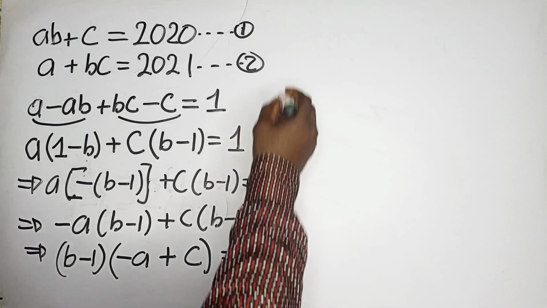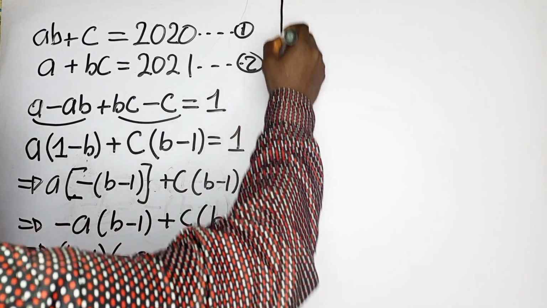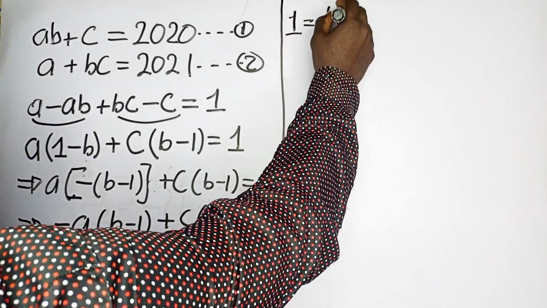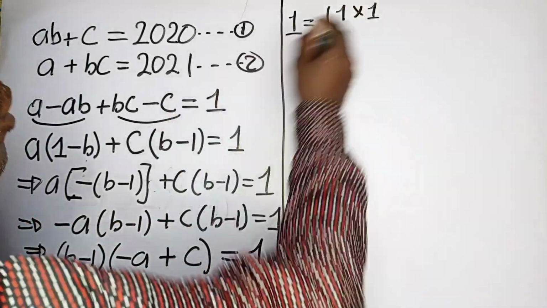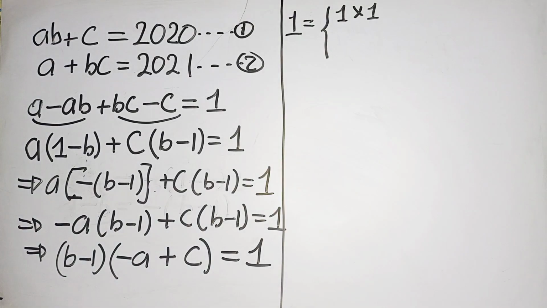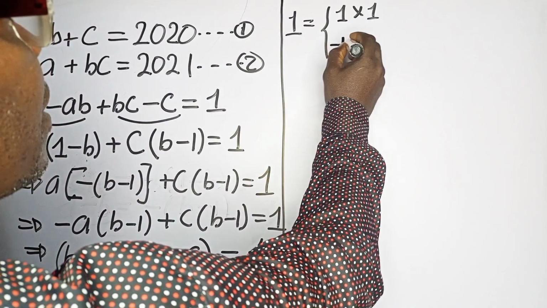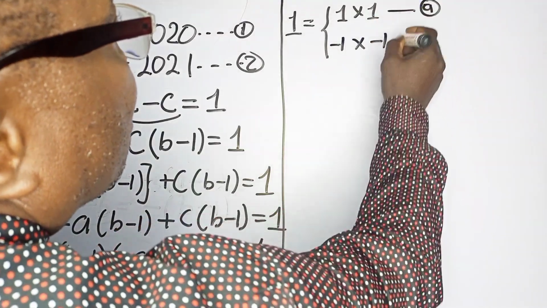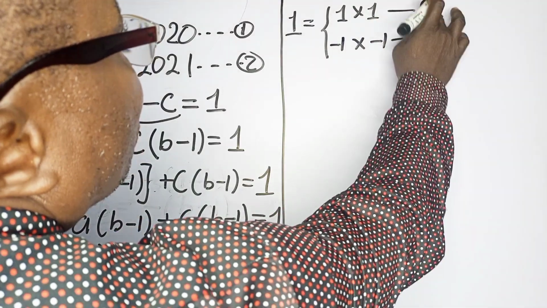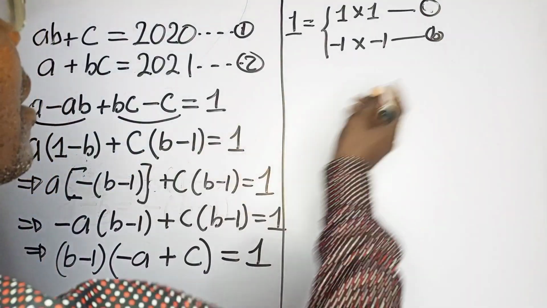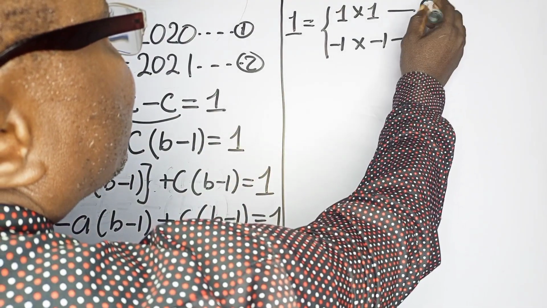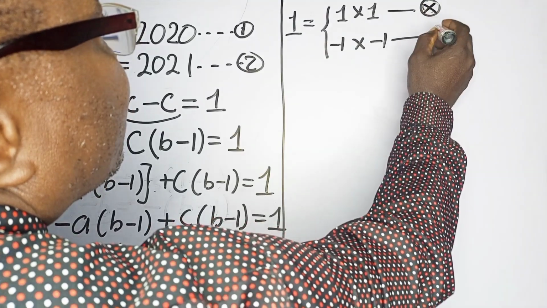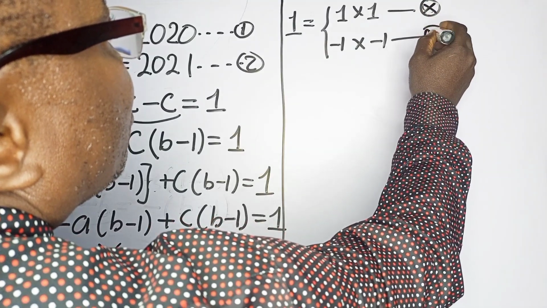We all know that the number 1 can be expressed as 1 times 1 in product form. 1 can also be expressed as negative 1 times negative 1. So, since we have the letters A, B, C there, let's call this X and call this W, for example.